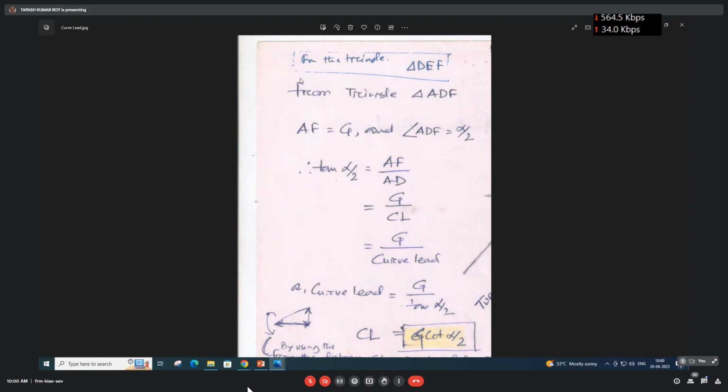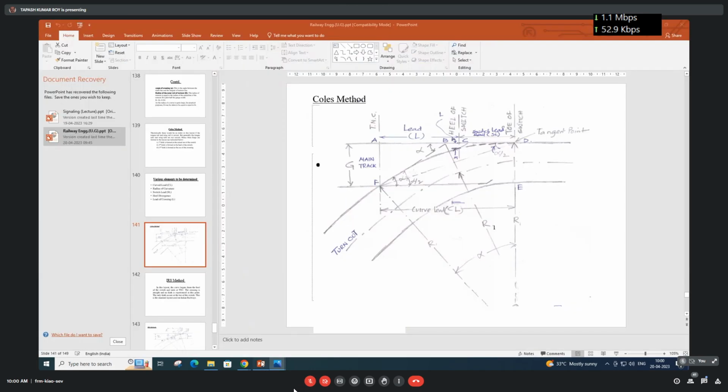This DEF is not required. You can easily write down from triangle ADF. Have you written? Yes, sir. Okay, fine. So we have determined this part.